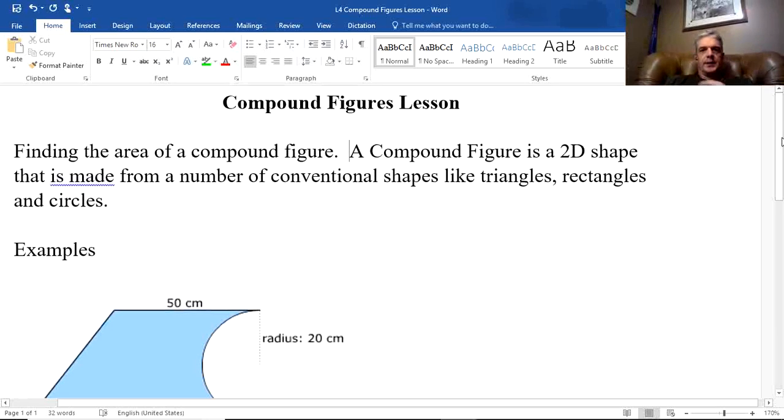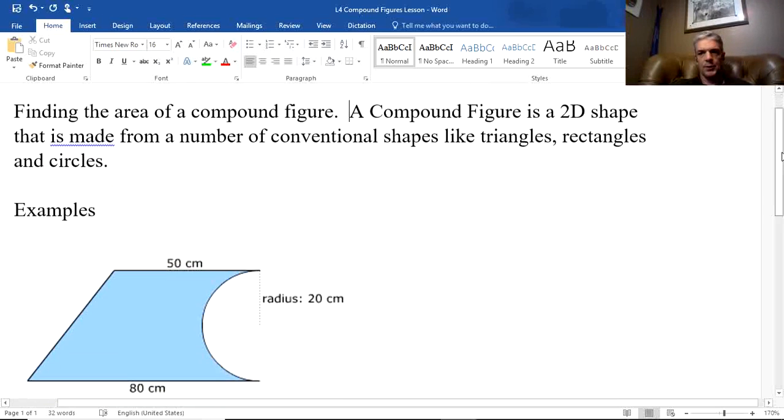All right, welcome to this lesson on compound figures. We're going to find the area of a compound figure. A compound figure is basically a 2D shape that is made from a number of conventional shapes like triangles, rectangles, and circles, and we combine them together. The best way for me to do this is just to give you a couple of examples. So let's take a look here.